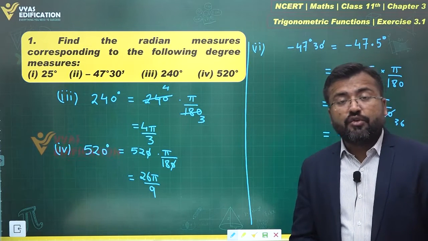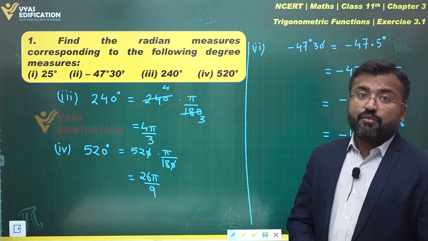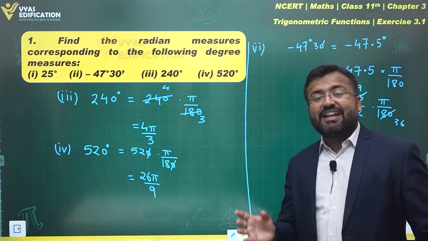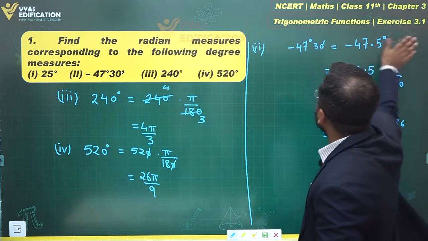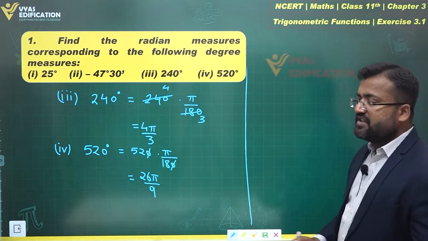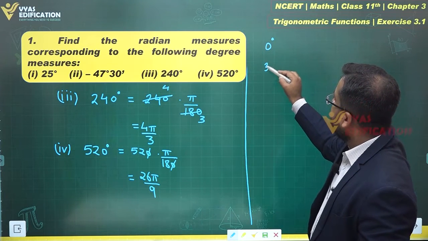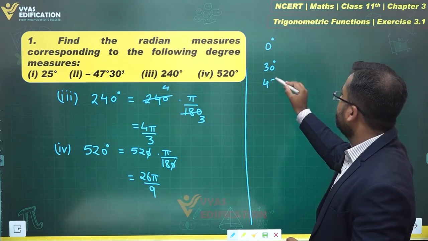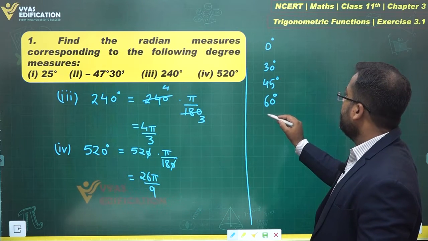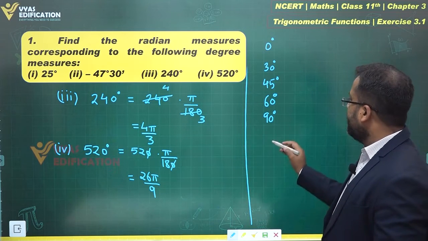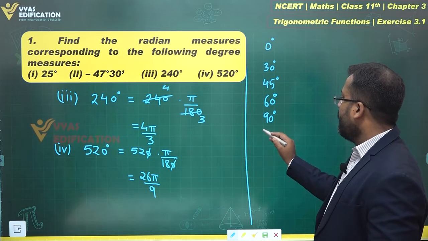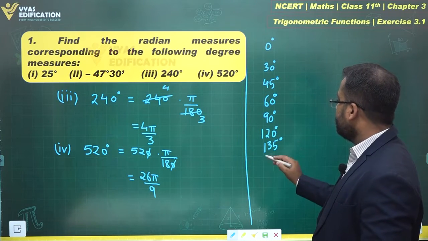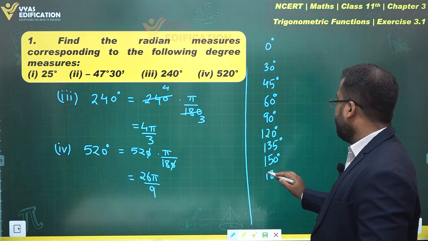But then, since we are talking about degree and radian interconversion, we should study one more thing. We should take a look at some standard angles whose degree and radian values you should be aware of, both versions, right? Let us talk about some standard angles. For example, 0 degree, 30 degree, 60 degree, 45 degree, 90 degree. These are very standard, right? After 90 degree, you can move on to 120 degree, 135 degree, 150 degree, 180 degree.